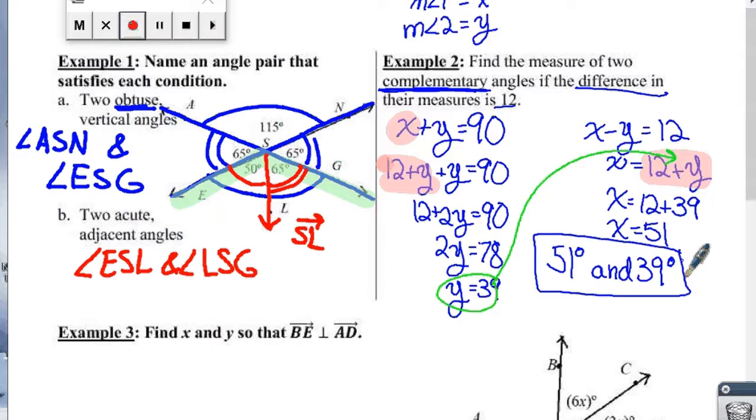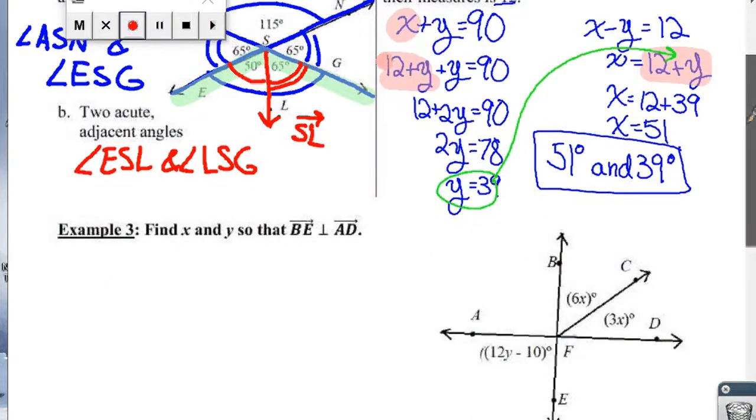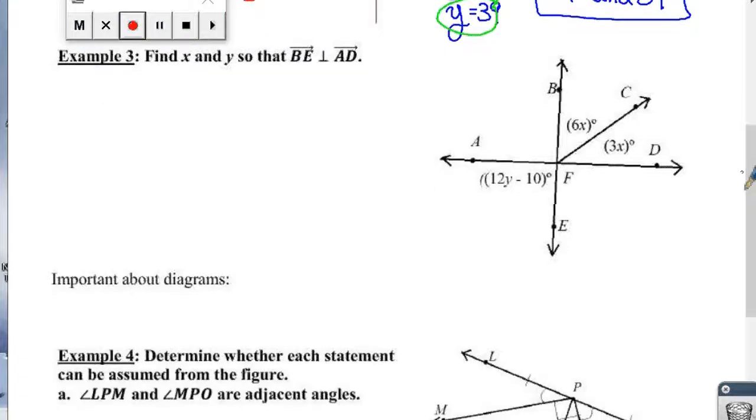All right. Now, let's take a look at a couple more. Next up, I want to find x and y so that ray BE is perpendicular to ray AD. So let's take a look at those rays first of all. Here's ray BE, and here's ray AD.